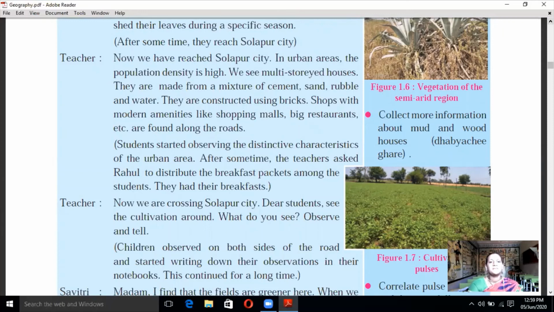Shops with modern amenities like shopping malls, big restaurants, etc., are found along the roads. This means we are seeing quite a difference between urban and rural areas. We are not seeing such malls and restaurants in rural life. But when we go to urban areas, at that time we see this type of shopping malls and big restaurants.